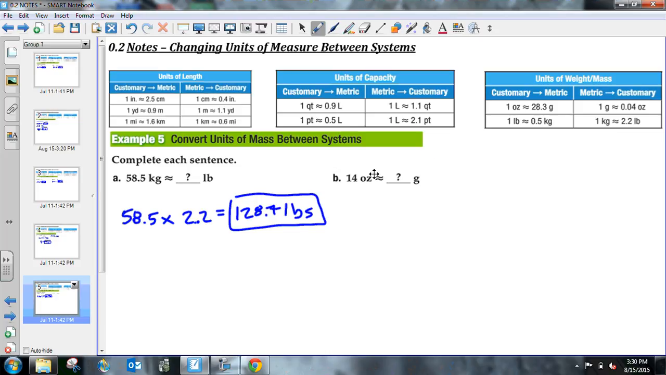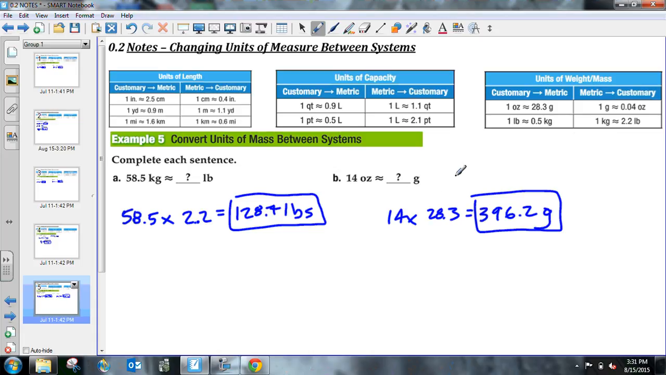And in this one, we want to go from 14 ounces to grams. I know that for every ounce, it's 28.3 grams. So I'm going to do 14 times 28.3, and that's going to give me 396.2 grams. Hey guys, I've already done these. These are problems that you'd want to have a calculator for, but pretty self-explanatory.